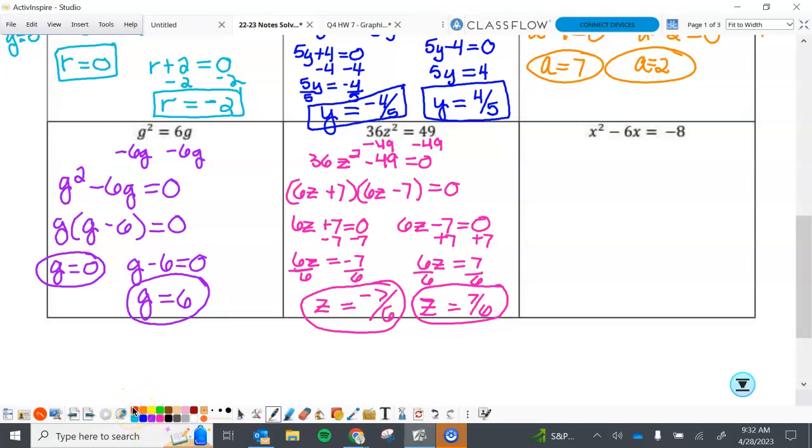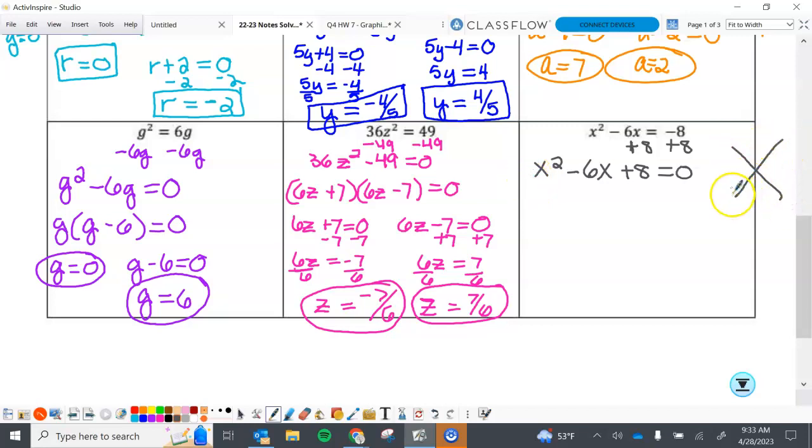Our last example is our example of the trinomial. We're going to go ahead and move this -8 to the other side by adding it to both sides. So we'll have x squared minus 6x plus 8 equals 0. It's a trinomial with the leading coefficient of 1.